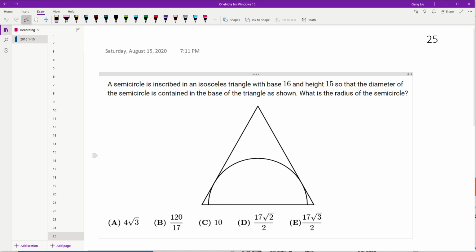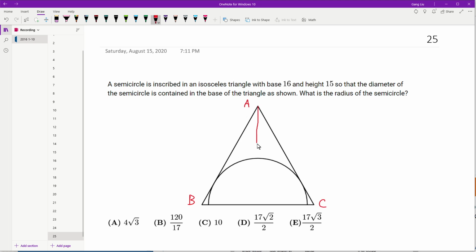Problem 25. A semicircle is inscribed in an isosceles triangle with base 16 and height 15, so that the diameter of the semicircle is contained in the base of the triangle as shown. What is the radius of the semicircle? Let's add a line from the top. So this is A, B, and C. And we drop a height, so this O will be the center of the semicircle.